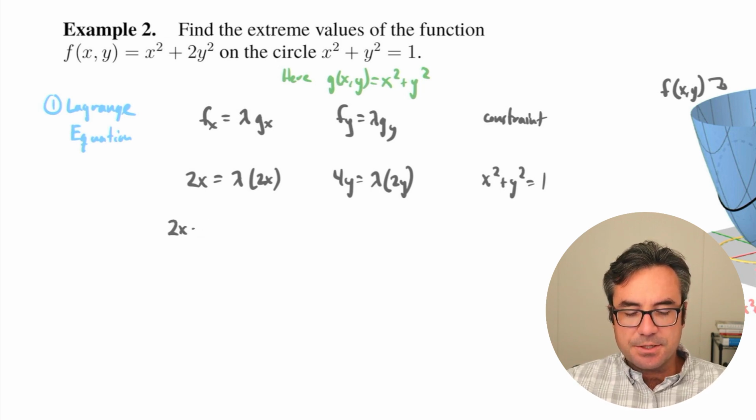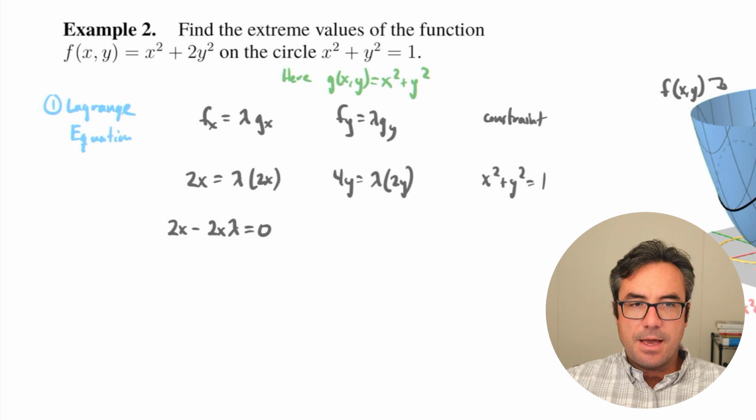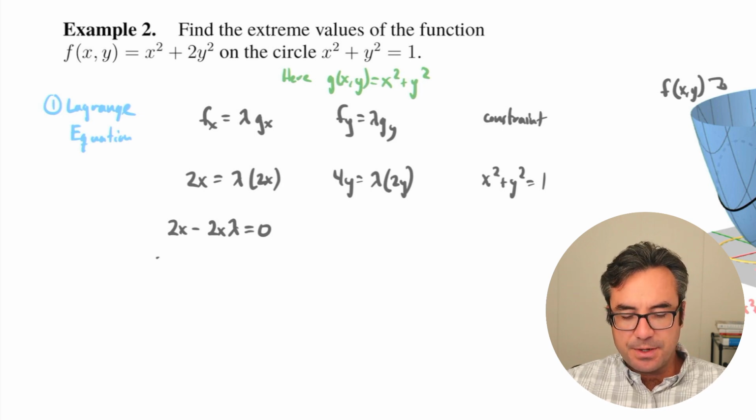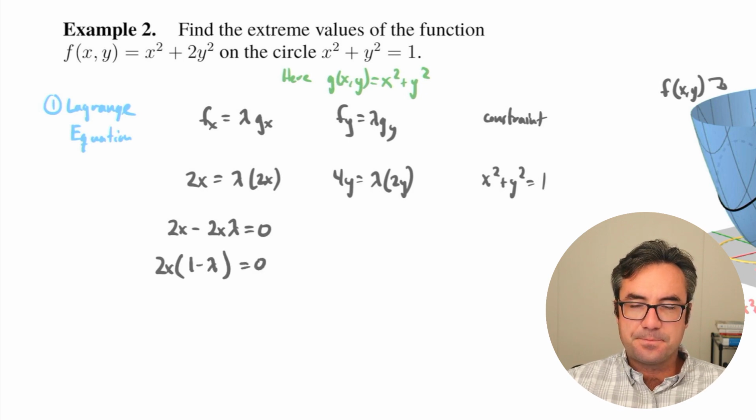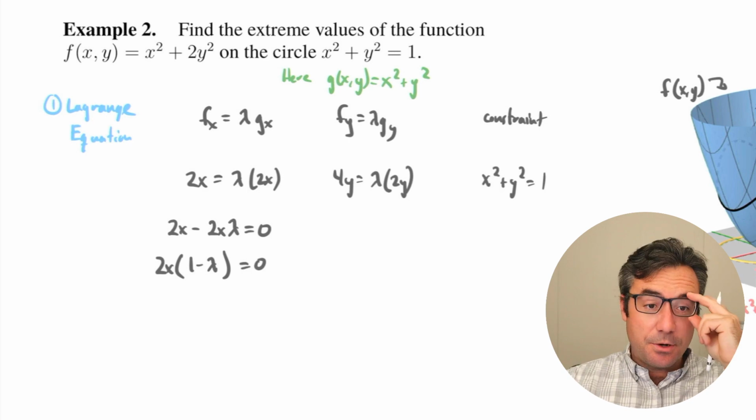So we get 2x minus 2x times lambda, set equal to 0. And then we can factor that a little bit. So we can factor a 2x out, and then we have 1 minus lambda. And this is all equal to 0.